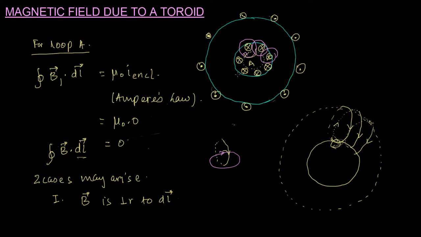Fine. So what happens? This does not exist. It does not so happen that at all the points of this loop, the field that you experience is radial. Right? That will never happen. The net field cannot be like this.